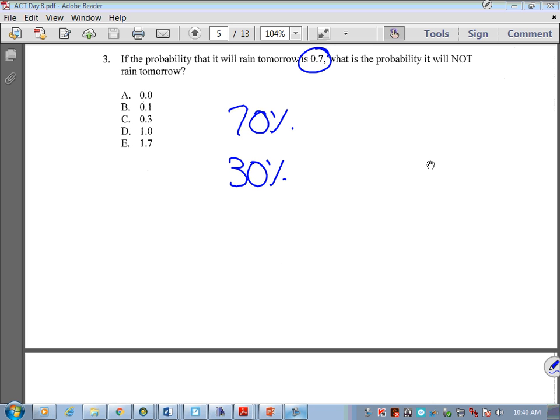Can I change that to a decimal? 0.3. So if there's 7/10 of a chance that it's going to rain, there's 3/10 of a chance that it won't. Okay? So 0.3, 3/10. Okay, does that help you out? All right.